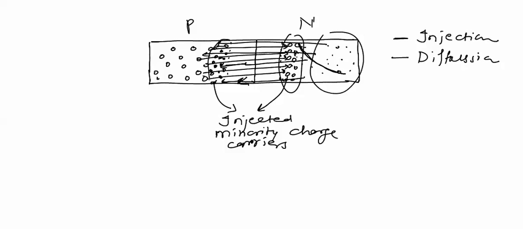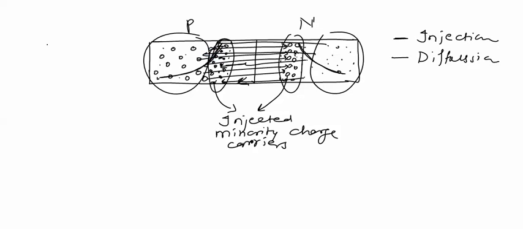Similarly here, the electron concentration is very large as compared to the electron concentration in the rest of the material. So these electrons will move from higher concentration to lower concentration, which means there will be diffusion of these electrons. So for these electrons there was first injection and later diffusion.